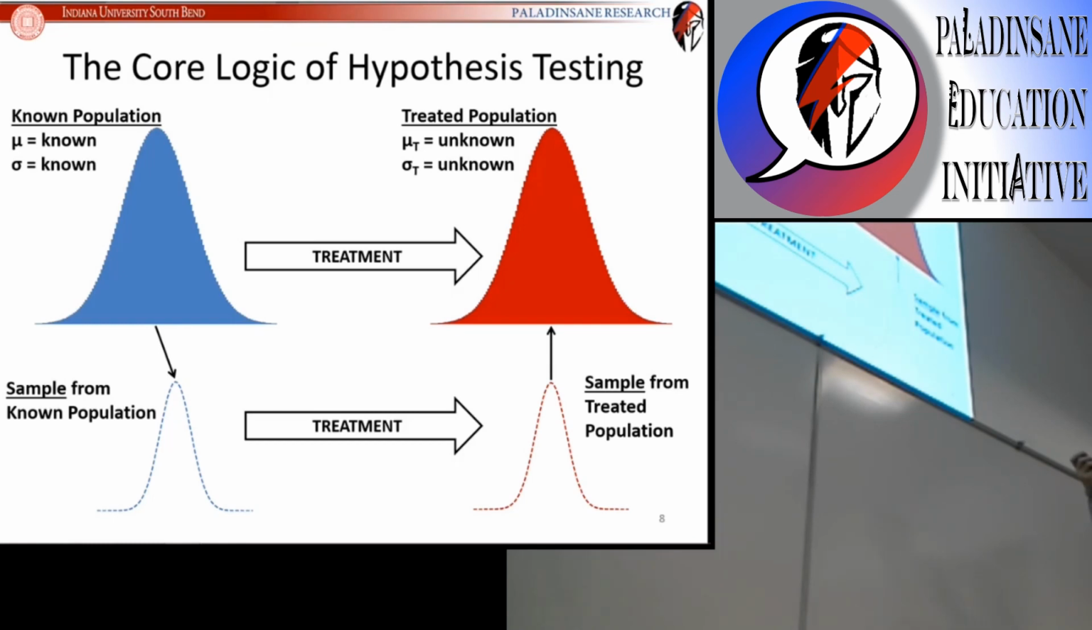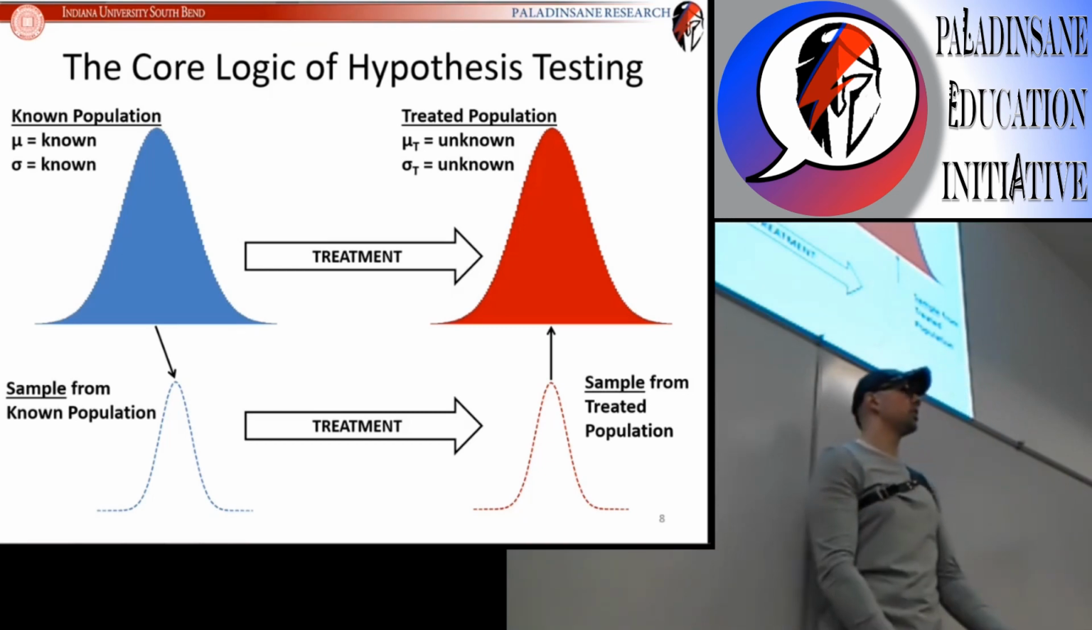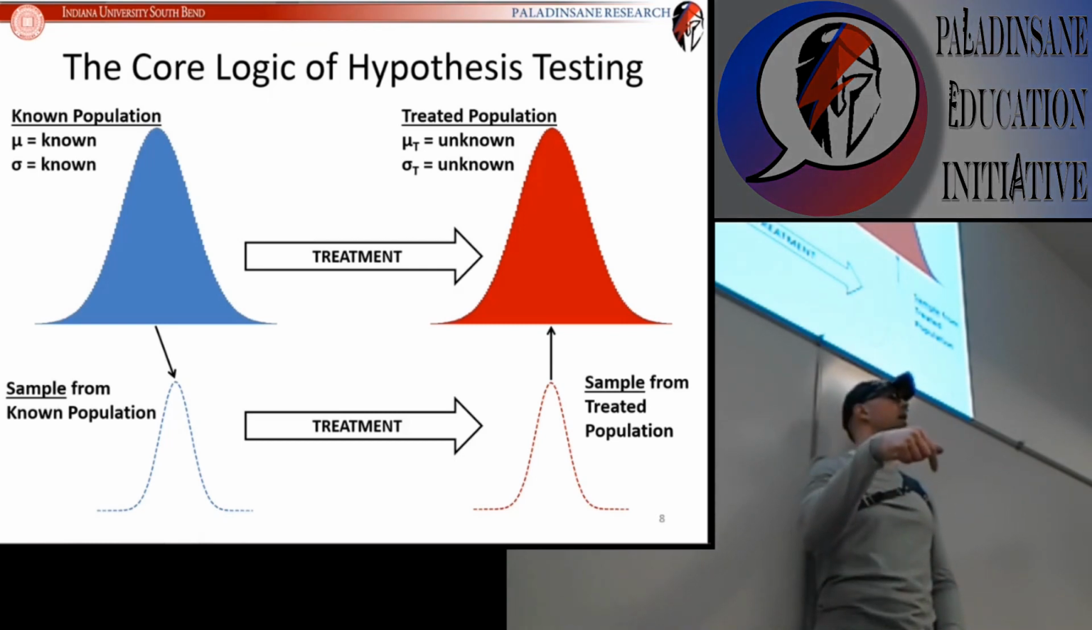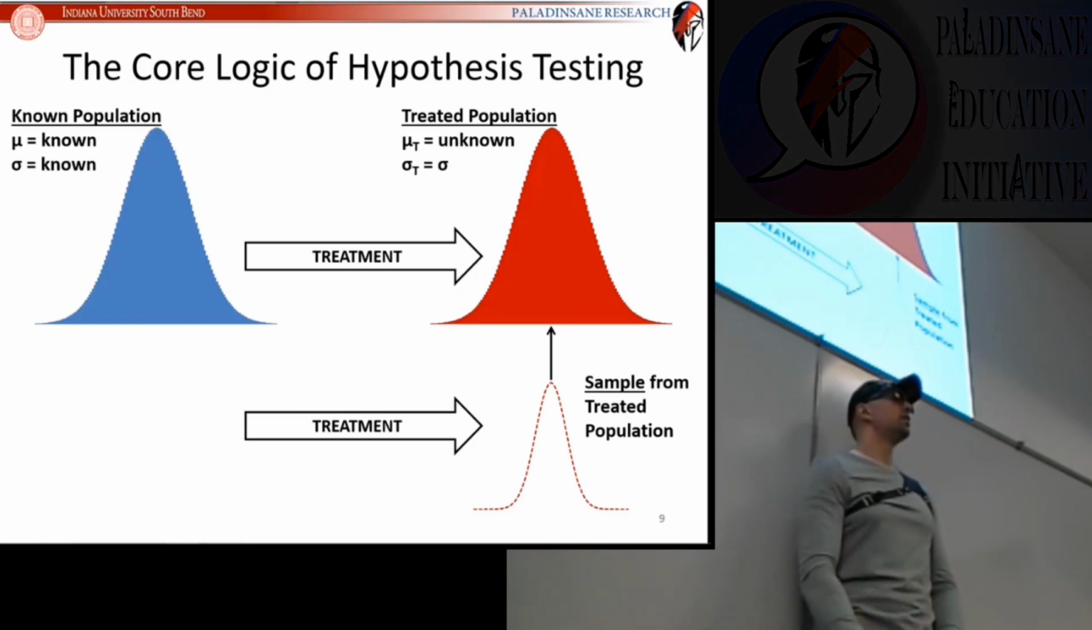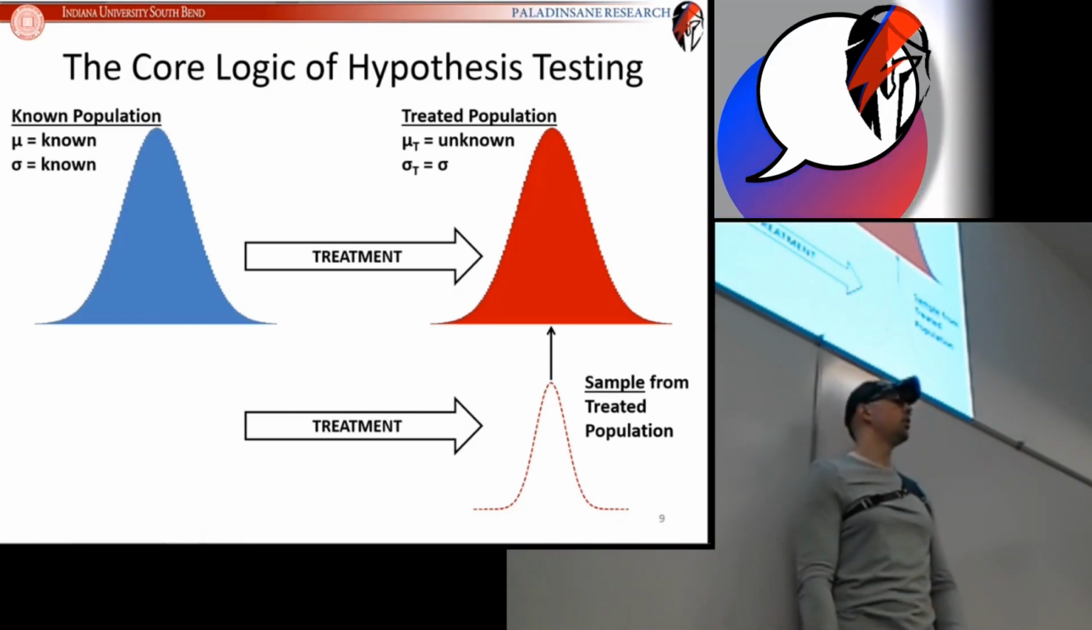We treat it. We have no idea what the treatment does. So the treated population is unknown, right? We don't know what the mean is. It could be anything, right? We could have gone up, we could have gone down. We don't know what happened to the treated population. But we do make one more assumption just to make the math easy, and that is that the standard deviation of the treated population equals the standard deviation of the known population.